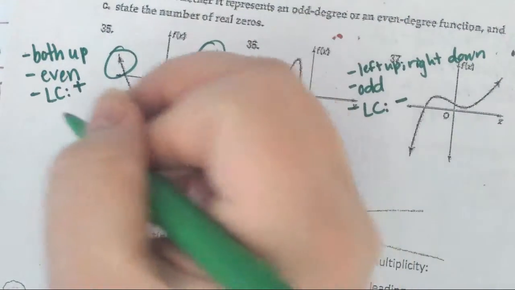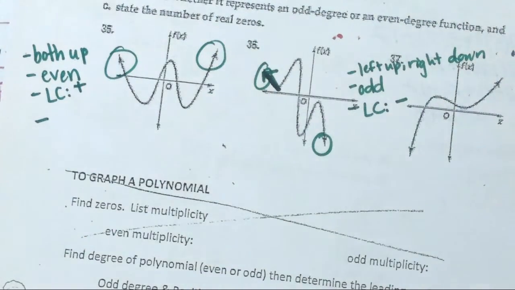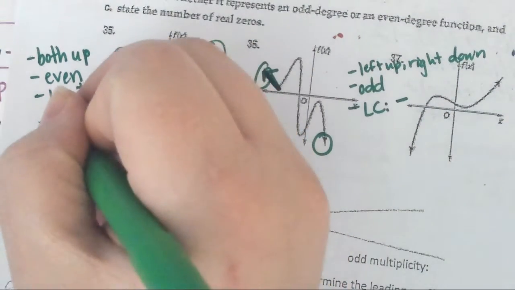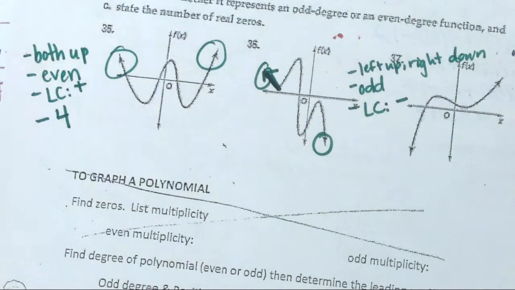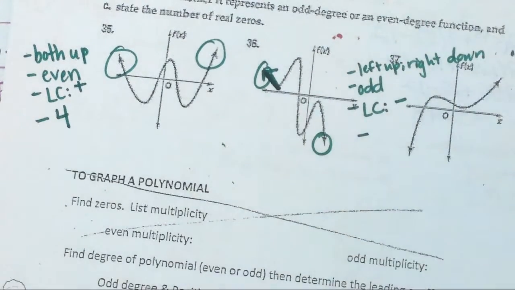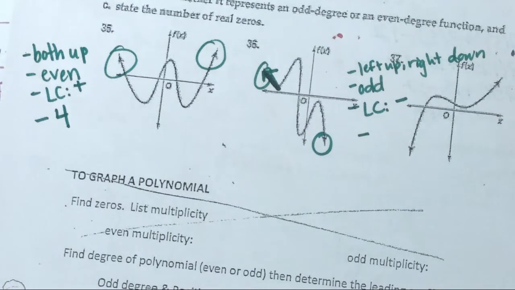Okay, and then we're supposed to state the number of zeros, which means how many times do we cross that x-axis. Number 35 is easy. It is. 2. Thank you, Jax. I don't know if you got a point or not. Please take one. 36. How many zeros?